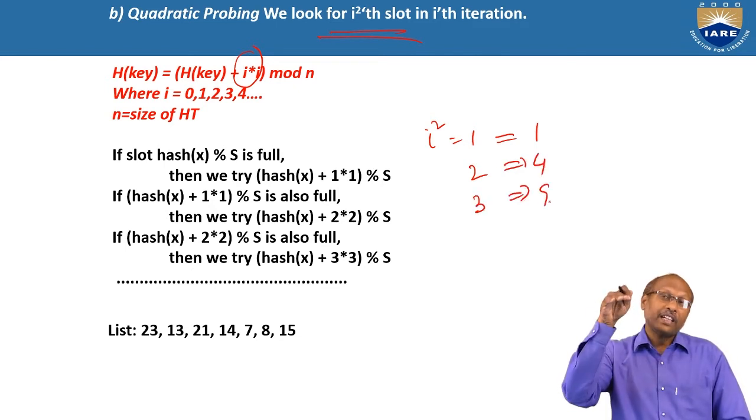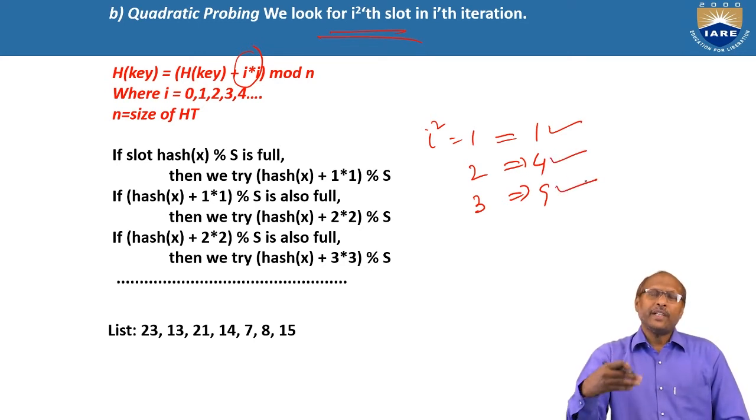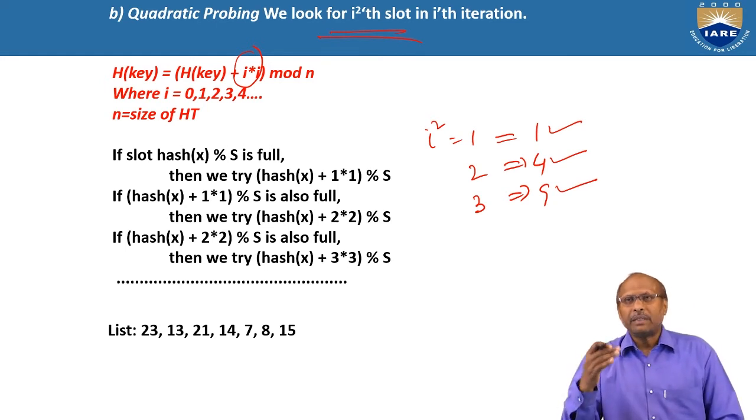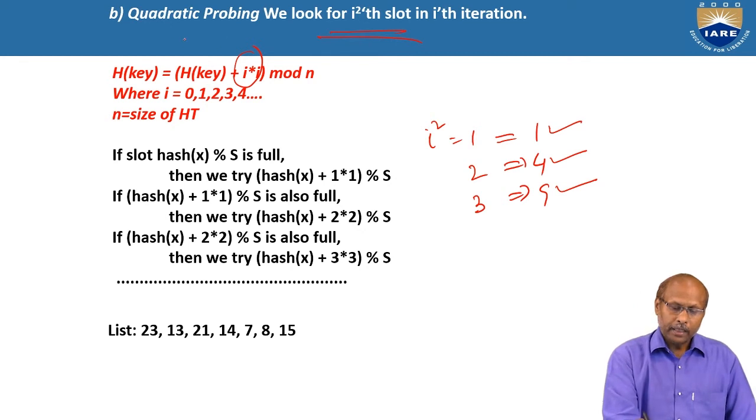That means where the collision occurs, from that position, you go 9 steps forward like this. First time, one step forward. Second, 4 slots forward. Then 9. So keep on going. Instead of going in a sequence, you jump to this place. So that is the nature of quadratic probing.